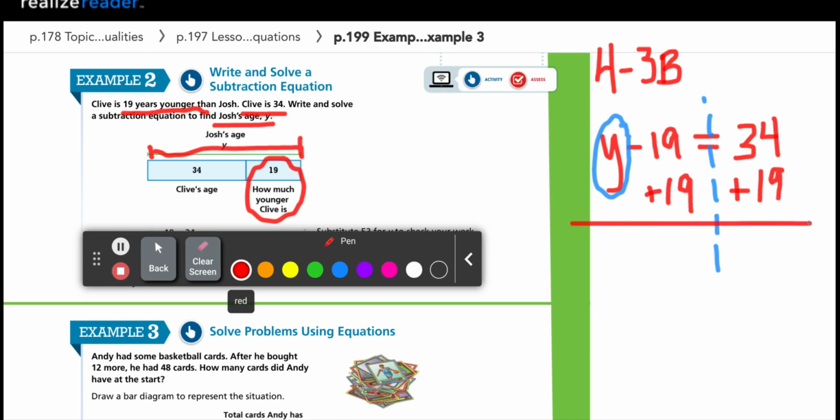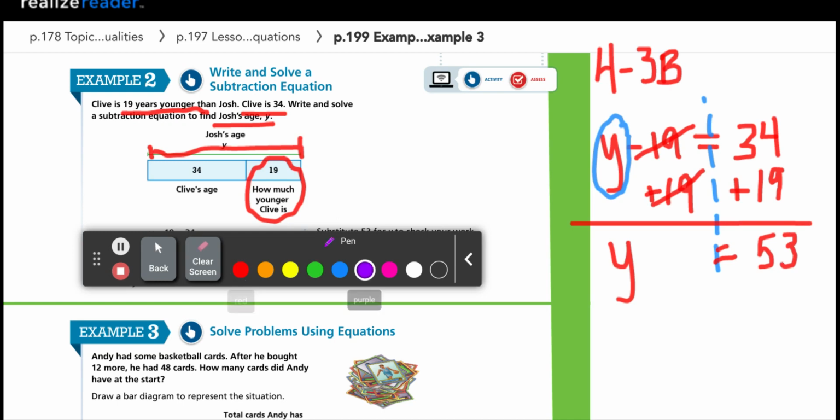So now let's look at what remains in our equation. I bring down the Y. Minus 19 plus 19, I can cross those off. Those are going to cancel and give us 0. I don't have to write Y plus 0 because Y plus 0 just equals Y. Bring down my equals sign. Now let's solve that right side of the equation. What's 34 plus 19? 34 plus 19 is 53. So that tells us that Josh's age is 53.